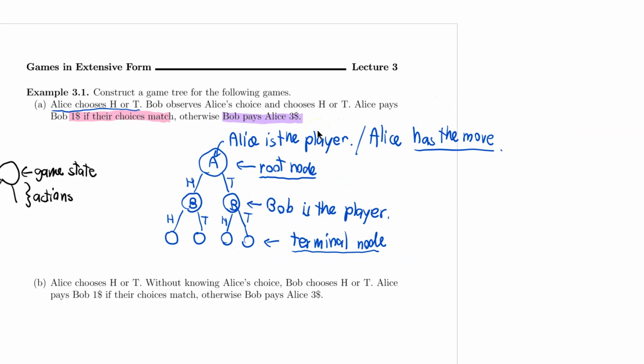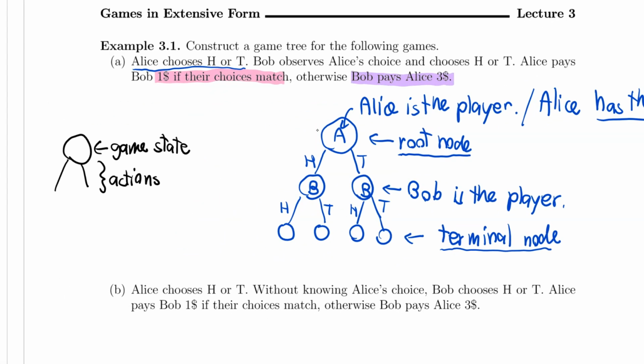So we will have a vector. Let me write that here. Because we have two players, I'm going to have two numbers here. The first number is Alice's payoff. And then the second number is going to be Bob's payoff.